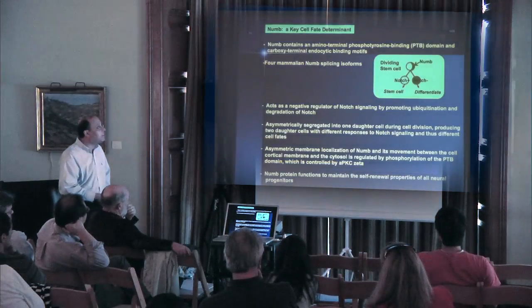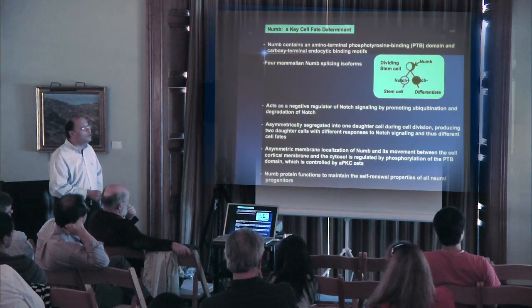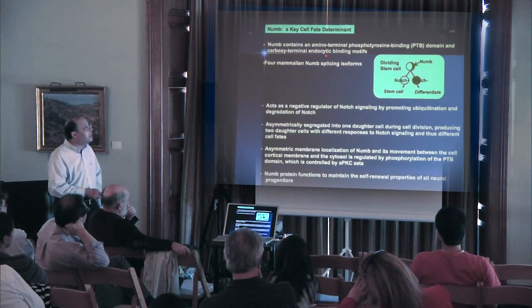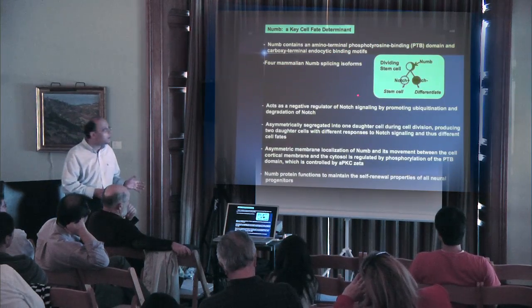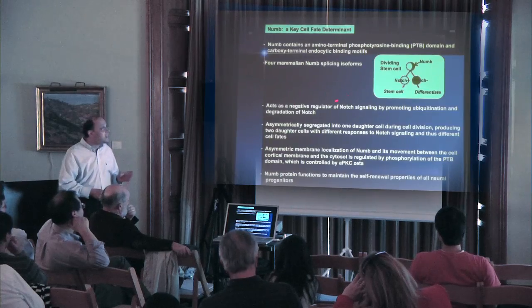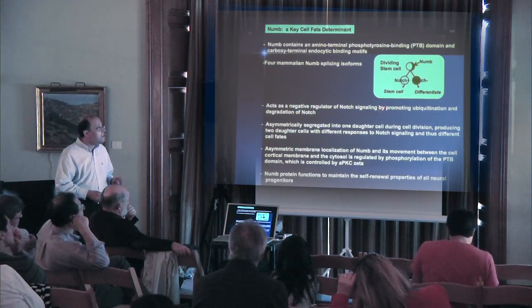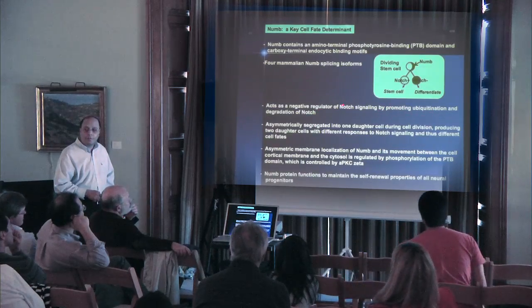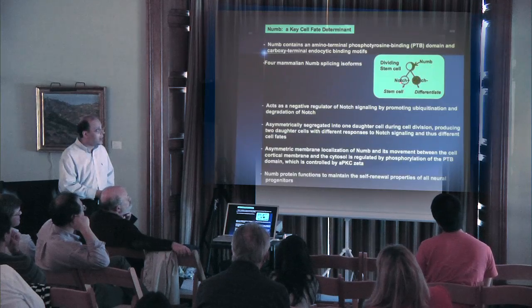And here is some information about NUMB. NUMB contains an amino terminal PTB domain and a carboxy terminal endocytic binding motif. There are 4 mammalian NUMB splicing isoforms. NUMB acts as a negative regulator of Notch signaling by promoting the degradation of Notch. And here is a model of NUMB action on Notch and on cell fate.